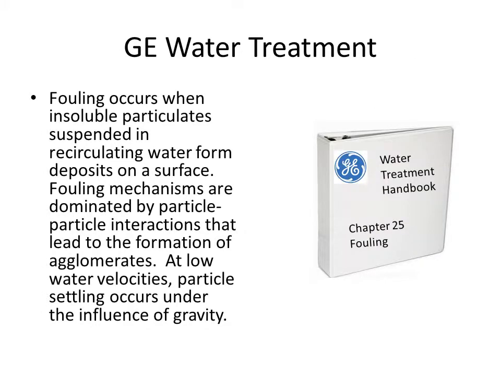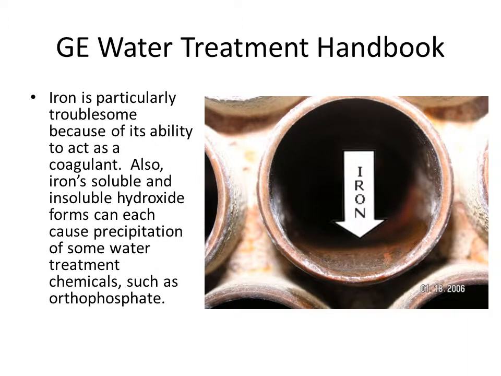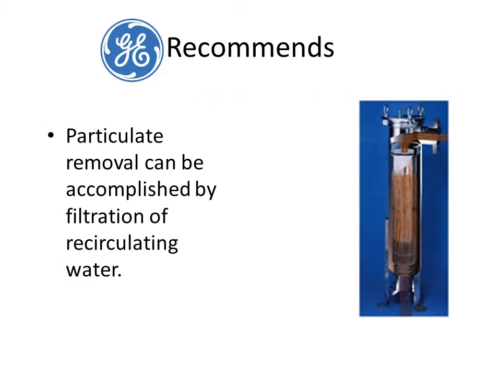GE has a water treatment handbook, and Chapter 25 is dedicated to fouling. They start out by explaining at low water velocities particles settle under the influence of gravity. So it is important to understand low flow areas and fouling. In the handbook, GE later explains how iron can be very troublesome by being a coagulant. They also explain how iron can precipitate water treatment chemicals such as orthophosphates.